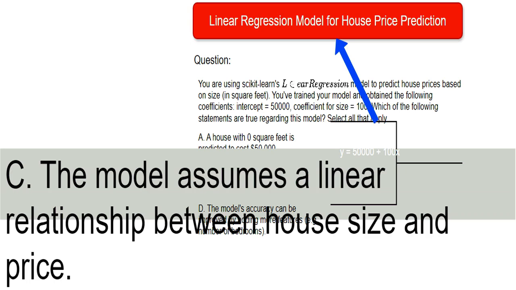This is crucial. Linear regression assumes that the relationship between variables is linear. It can be represented by a straight line. In our case, we're assuming a straight line relationship between house size and price.